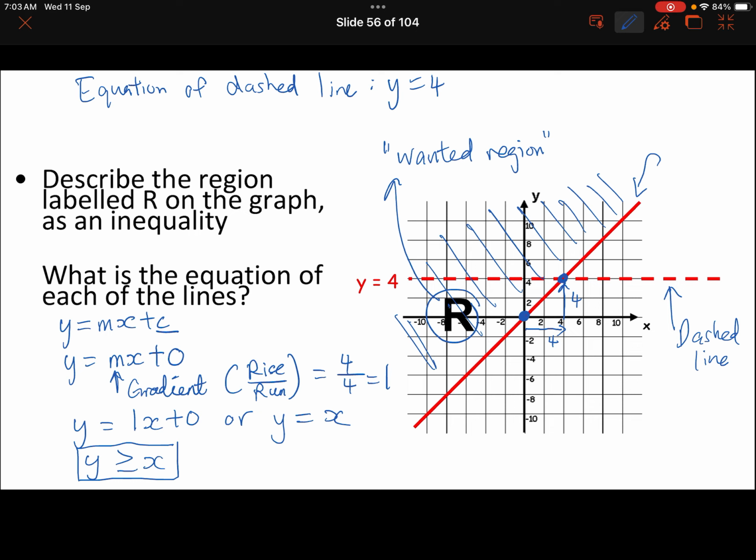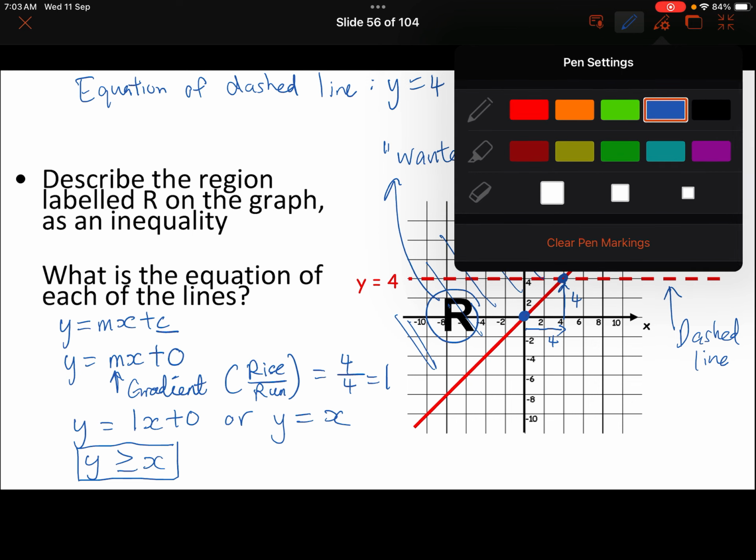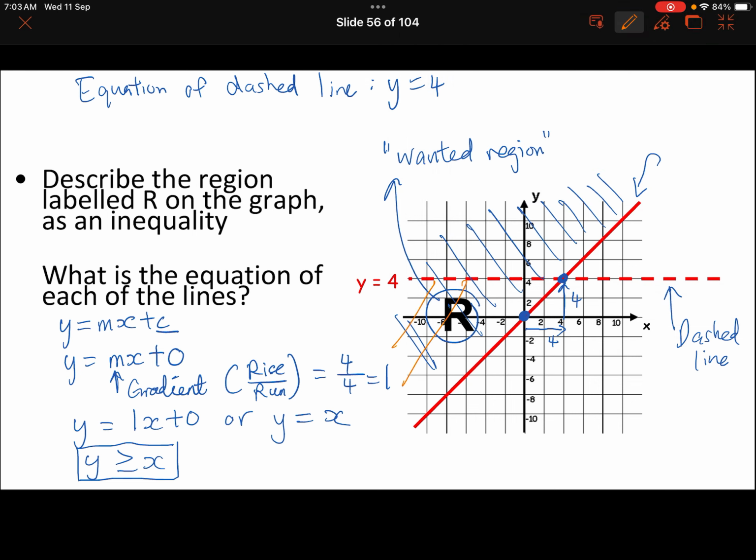But because the region, which is this portion here, and I'm going to use a different color, let's just use orange for now, is right below this dashed line, and that's the wanted region, we have to change this equation into an inequality, which is going to be y less than or equal to 4. So I have this as one of my inequalities, and I have this as part of my inequality, and this will indeed describe the region, which is basically R in this case.